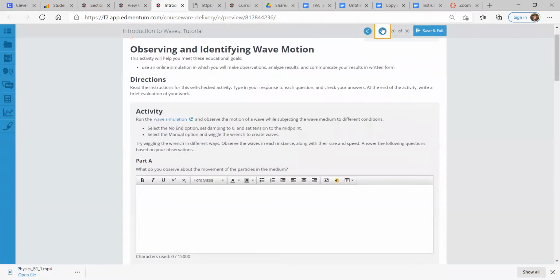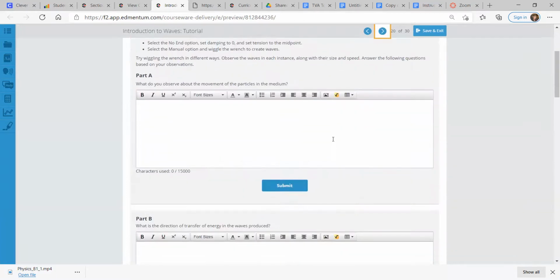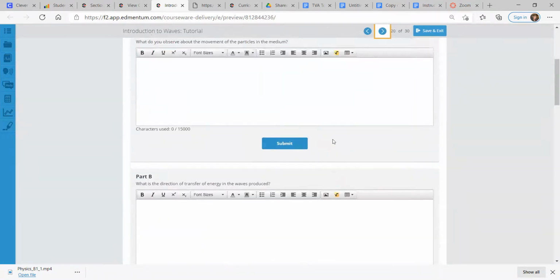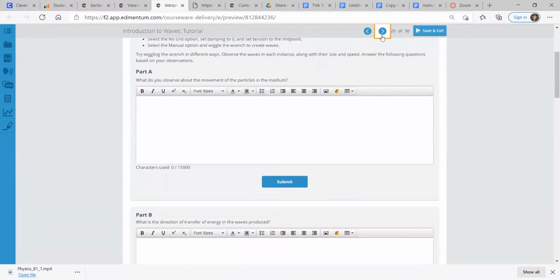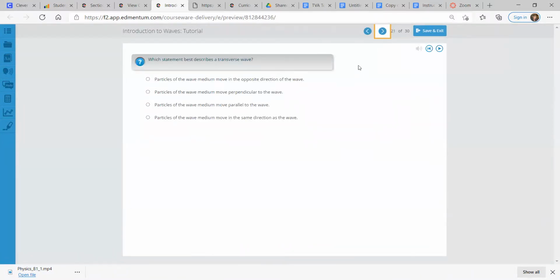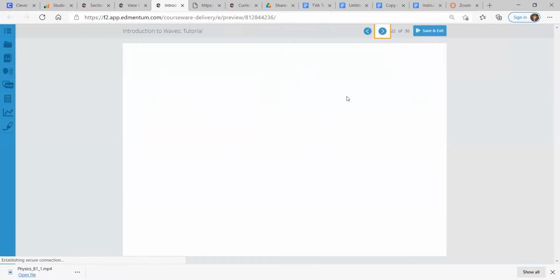This is an activity with a wave simulation. I'll let you guys complete that on your own. And then after that, we are asked another question to check your understanding. Which statement best describes a transverse wave? Particles of the wave medium move perpendicular to the wave. Remember, that's a transverse wave.